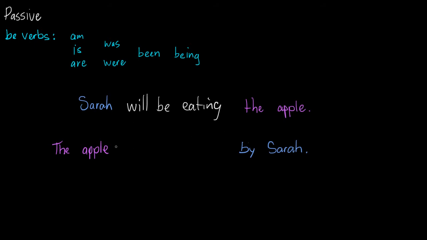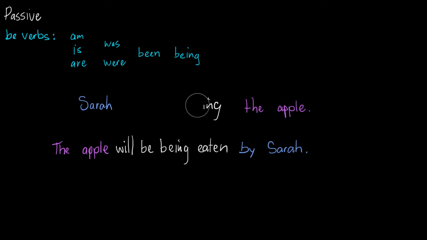Well, modals don't change, so it's going to be will. And if you already have a be verb, you have to keep it exactly as it is, so it's be. Then you need your own be verb, and we need to take the ing form, so being. And then we need the past participle of the main verb, so eaten. When we read it, it sounds like this: the apple will be being eaten by Sarah, which sounds pretty awkward, so we want to avoid that. Technically it's not wrong, but it's something we should avoid, so don't do that one.